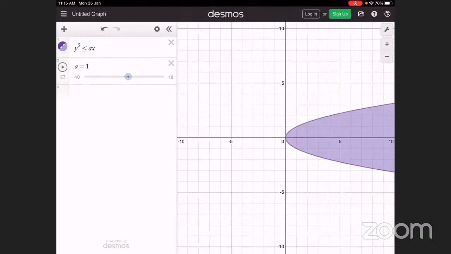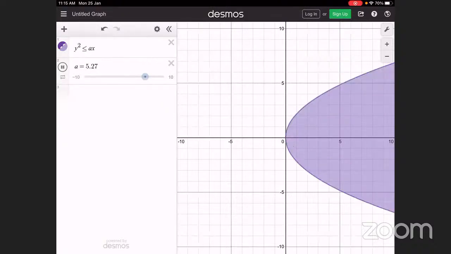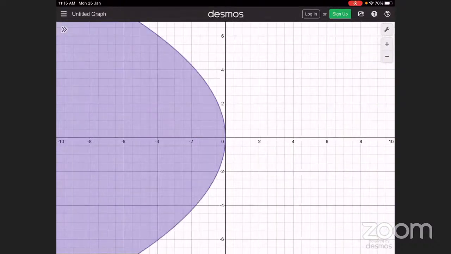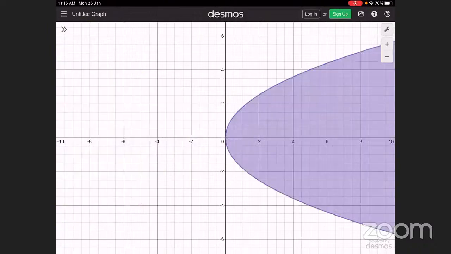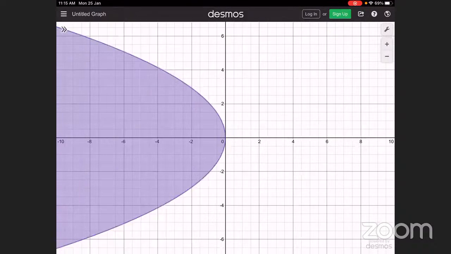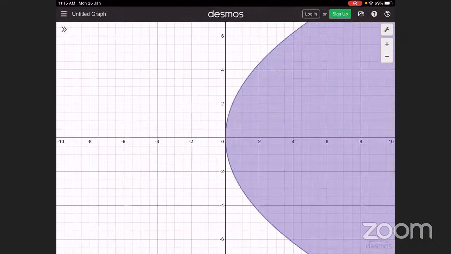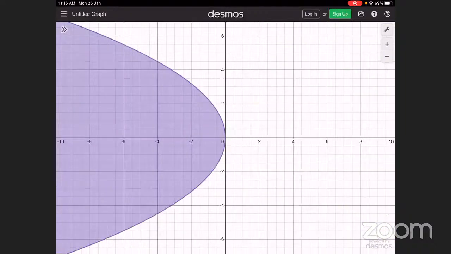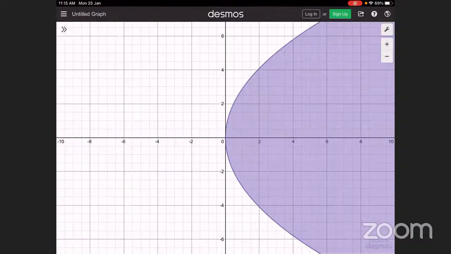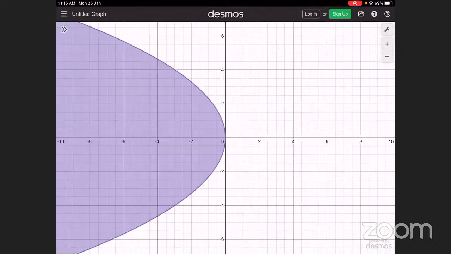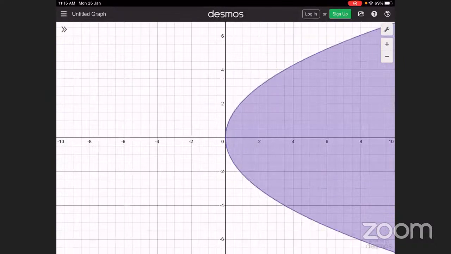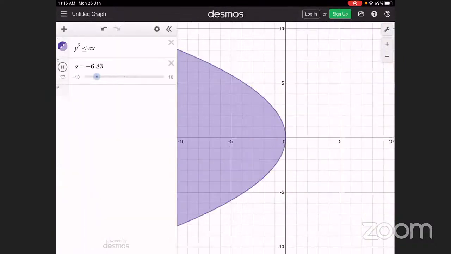If I allow my slider to move, this is the picture of the graph y square is equal to ax, where a is going to run between minus 10 and plus 10. Remember, what does this imply? As a grows, the latus rectum of this parabola is going to increase like anything. If a becomes negative, it comes to the left side. If a is positive, it goes to the right side.